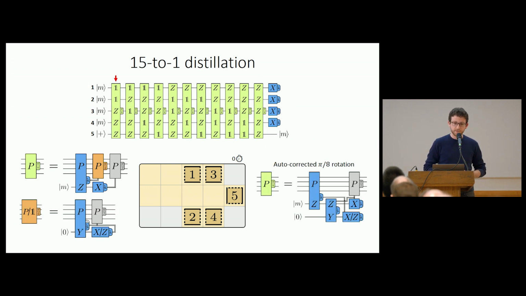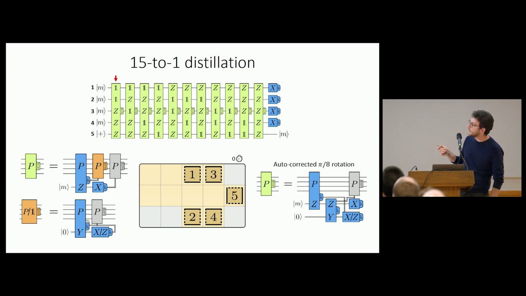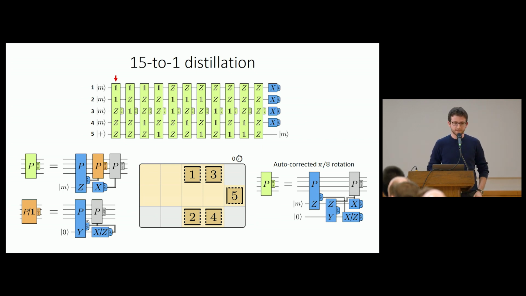To avoid that, you can use an auto-corrected π/4 rotation, so basically a rotation that automatically applies a Clifford correction when you need it. It's based on the observation that in this π/4 rotation circuit, depending on whether you measure the 0 qubit in the X or Z basis in the end, you either perform a π/4 rotation or you perform no operation at all. Anyway, you can use this to construct the circuit here.